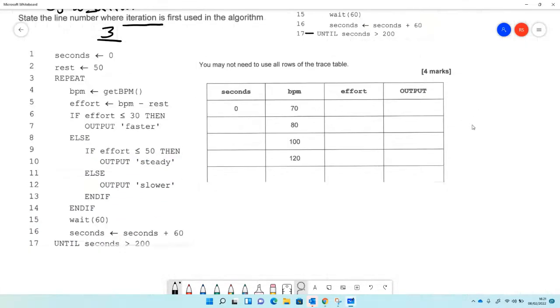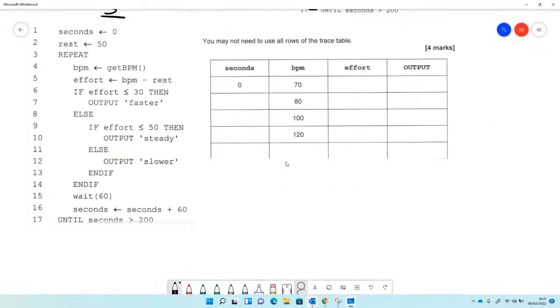Then if we move to the next bit, I've just repeated the algorithm to help us out here. We've got a trace table to complete. They've done some of the trace table for us. Where it's BPM, they've given us the inputs because we wouldn't have known those anyway. And they've set seconds to zero. Rest, as we know, is 50, but that's not on this table, and that's sensible because we only really use a trace table to show the change in variables, and rest, as we've already discussed, could be a constant. So we'll go through the algorithm and see what happens.